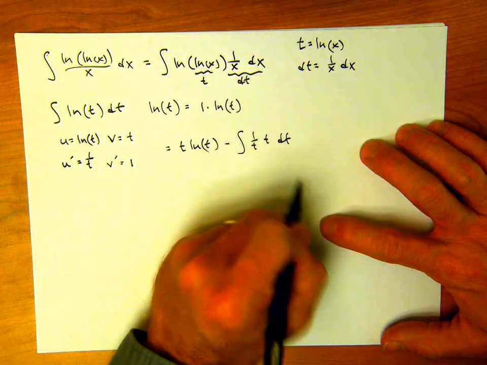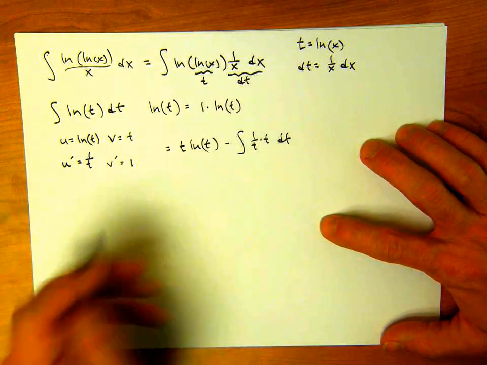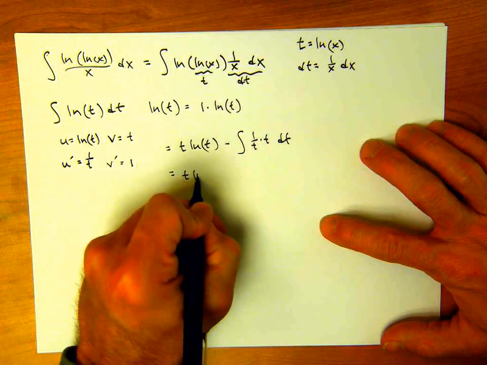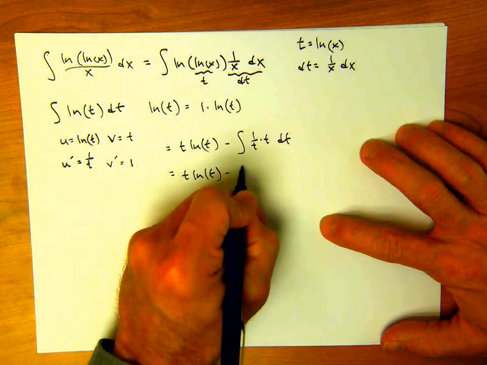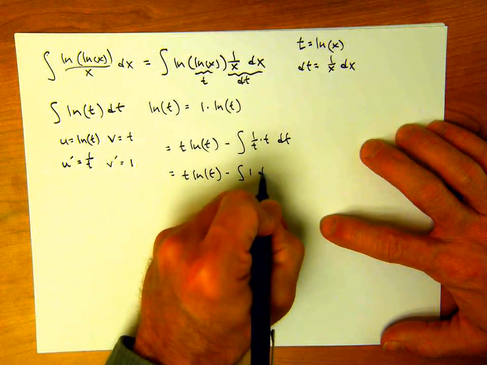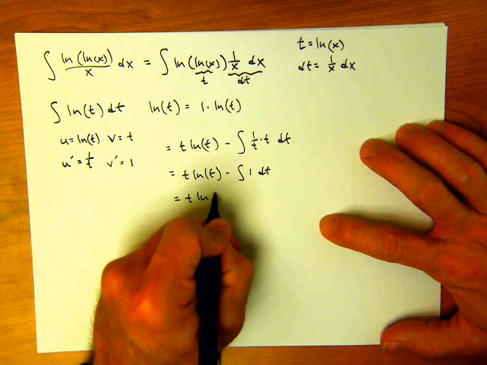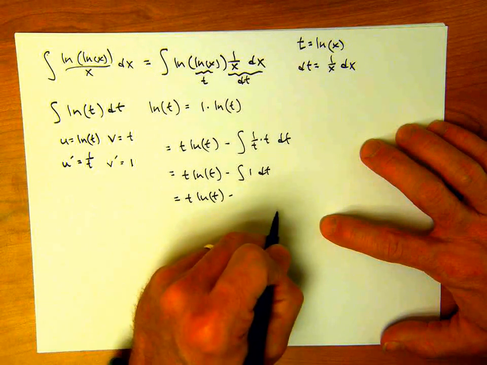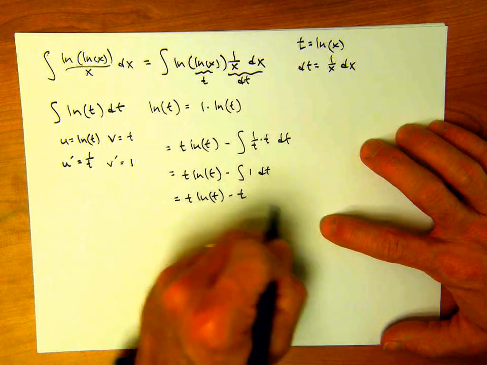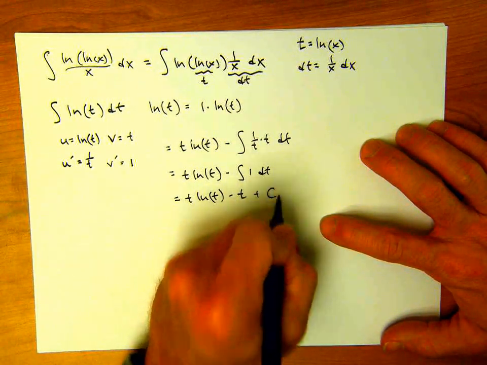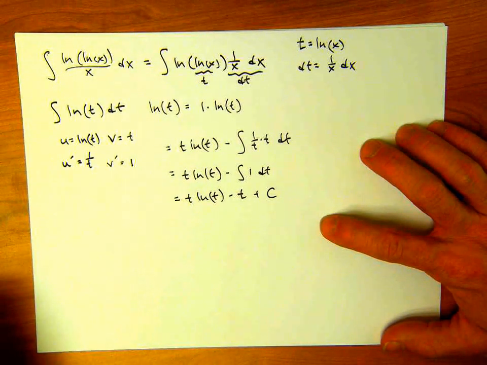But 1 over t times t is just 1. So I'm left with t natural log of t minus the integral of 1 dt. We've already done that, right? So I have t natural log of t minus t. Don't forget, this is an antiderivative, so we're looking at plus c.